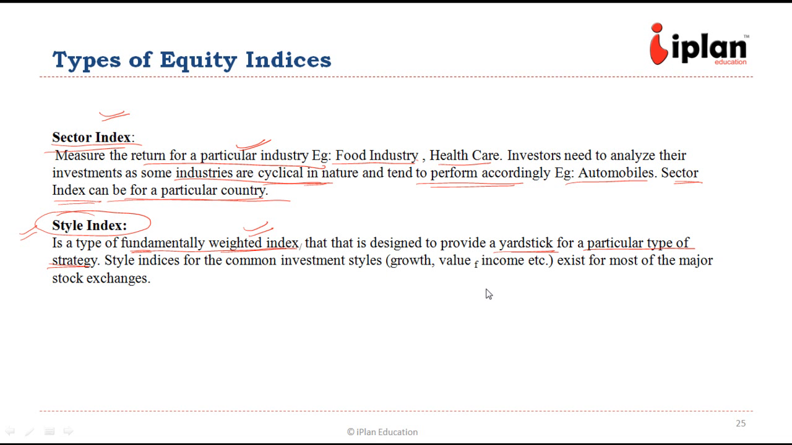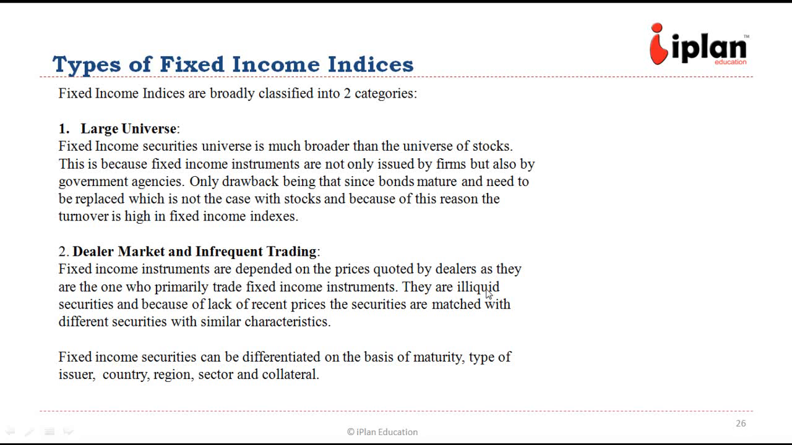Let us move to the next slide. So we already looked at the types of equity indices. Now let us look at types of fixed income indices. So broadly they can be classified into two categories. One is large universe index, another is dealer market and infrequent trading index. So for the large universe, as the name suggests, it covers a much broader universe than the stocks. It covers fixed income instruments not only issued by firms but also by government agencies.